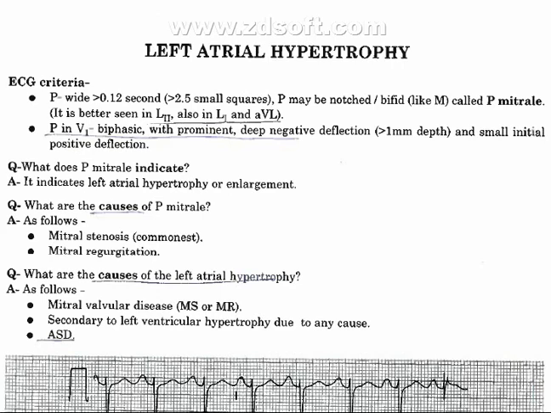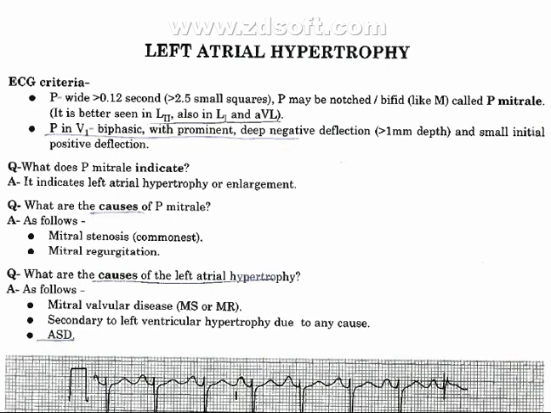Now we will discuss left atrial hypertrophy. ECG criteria: P is wide, more than 0.12 second, that is more than 2.5 small squares.